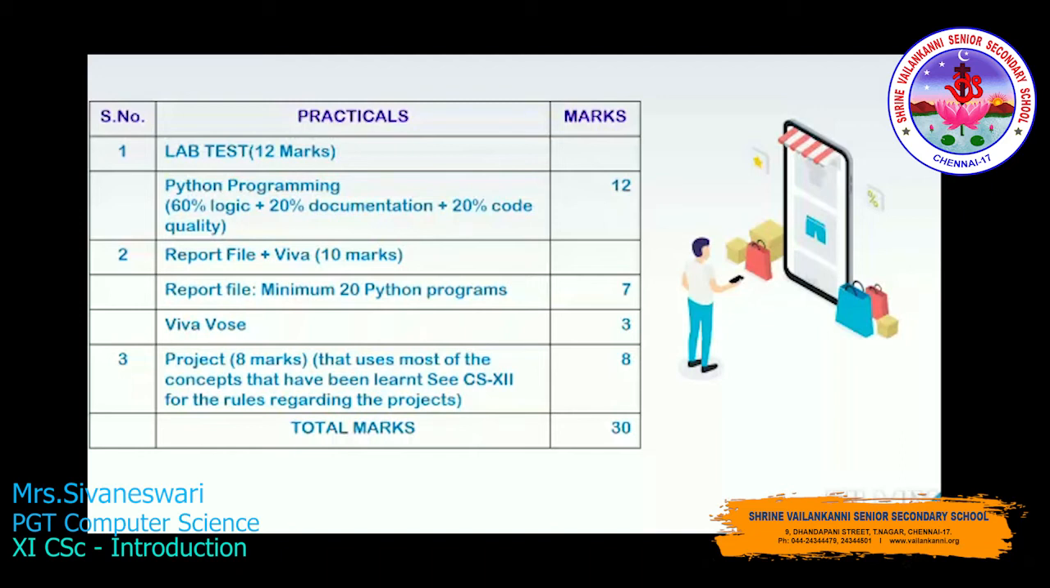Then comes your report file, that is nothing but your computer record and the Viva questions which you answer. So the record and the Viva altogether covers around 10 marks. So report file, minimum of 20 Python programs, it's for 7 marks. Viva is for 3 marks.